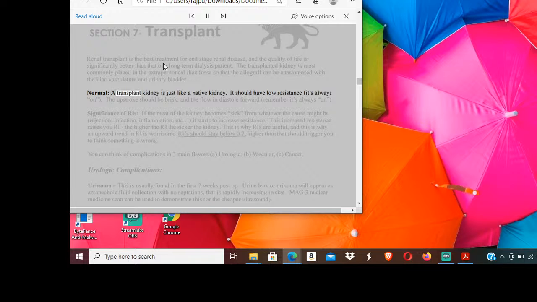Normal, a transplant kidney is just like a native kidney. It should have low resistance, it's always on. The upstroke should be brisk, and the flow in diastole forward, remember it's always on.